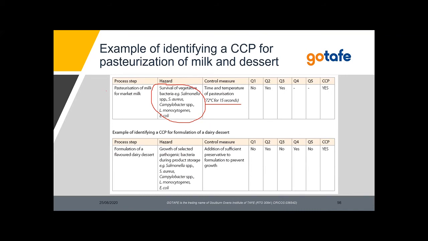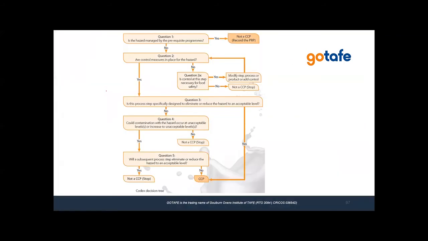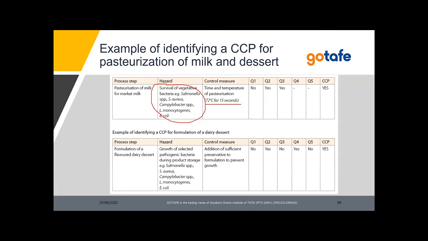And question 3. Is this process step specifically designed to eliminate or reduce the hazard to an acceptable level? So of course the answer is yes. So it must be a CCP. Okay, if you go to question 3, the answer is yes, it's a CCP.